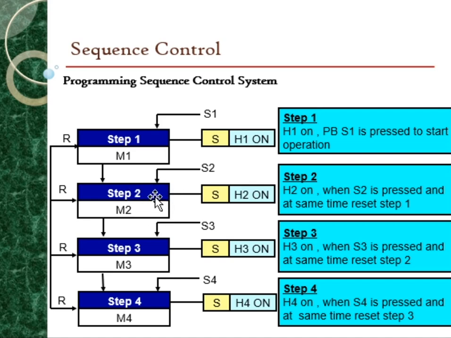So to start step 2, you need to look into the condition of this step. If the condition of S2 is activated, you will set H2 to on. Okay, once this step is completed, it will move to the next step. Still looking at the condition, in this step the condition is from S3. So if S3 is activated or pushed, then you are going to set H3. Okay, before you start the next step, you make sure that step 3 is completely done, and so on.